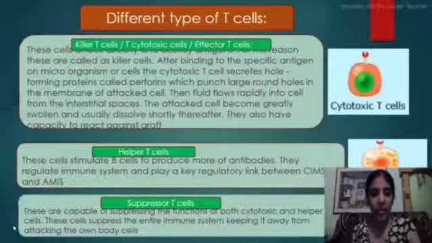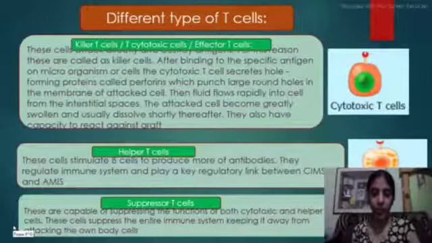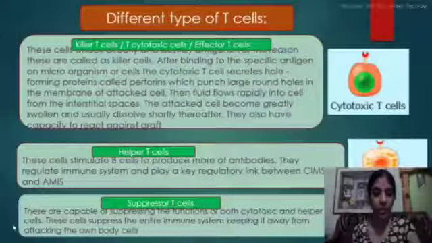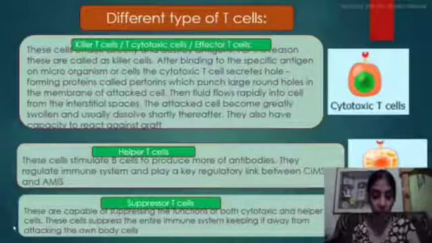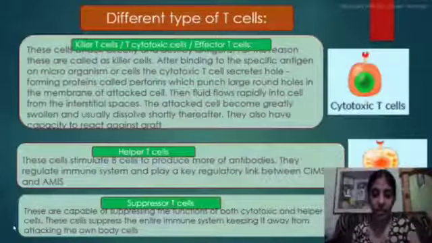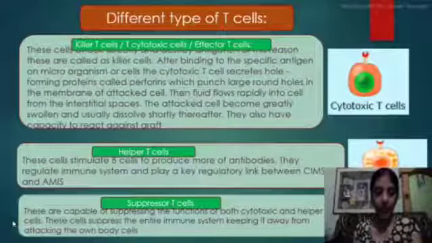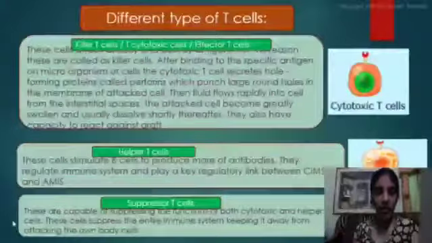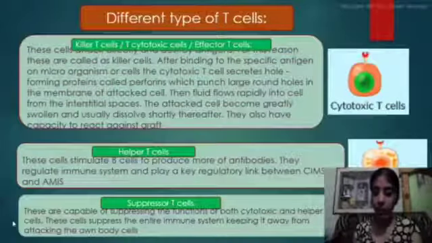The next comes helper T cells. These cells stimulate B cells to produce more antibodies. They regulate the immune system and play a key regulatory link between CMIS and AMIS. Suppressor T cells. They are capable of suppressing the functions of both cytotoxic and helper T cells. These cells suppress the entire immune system, keeping it away from attacking the body's own cells.